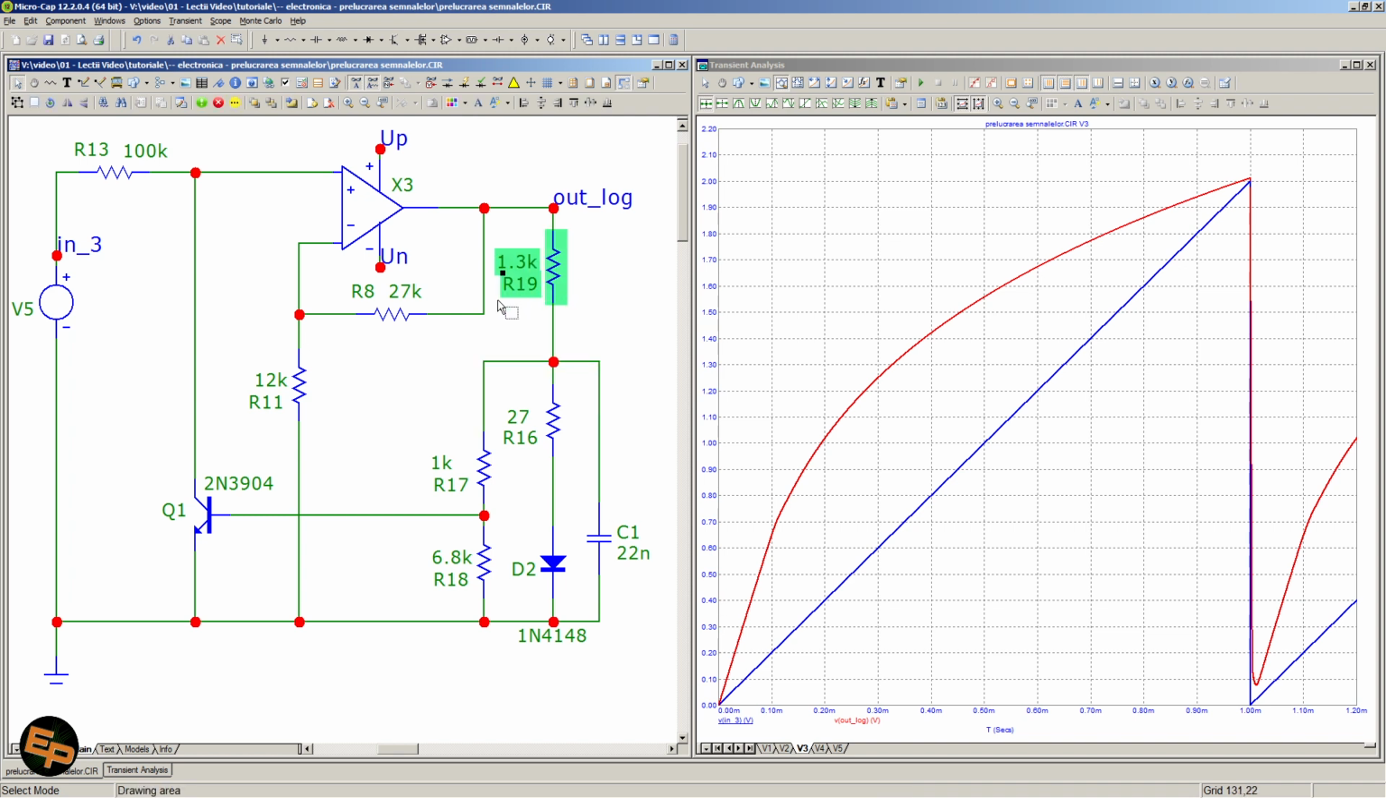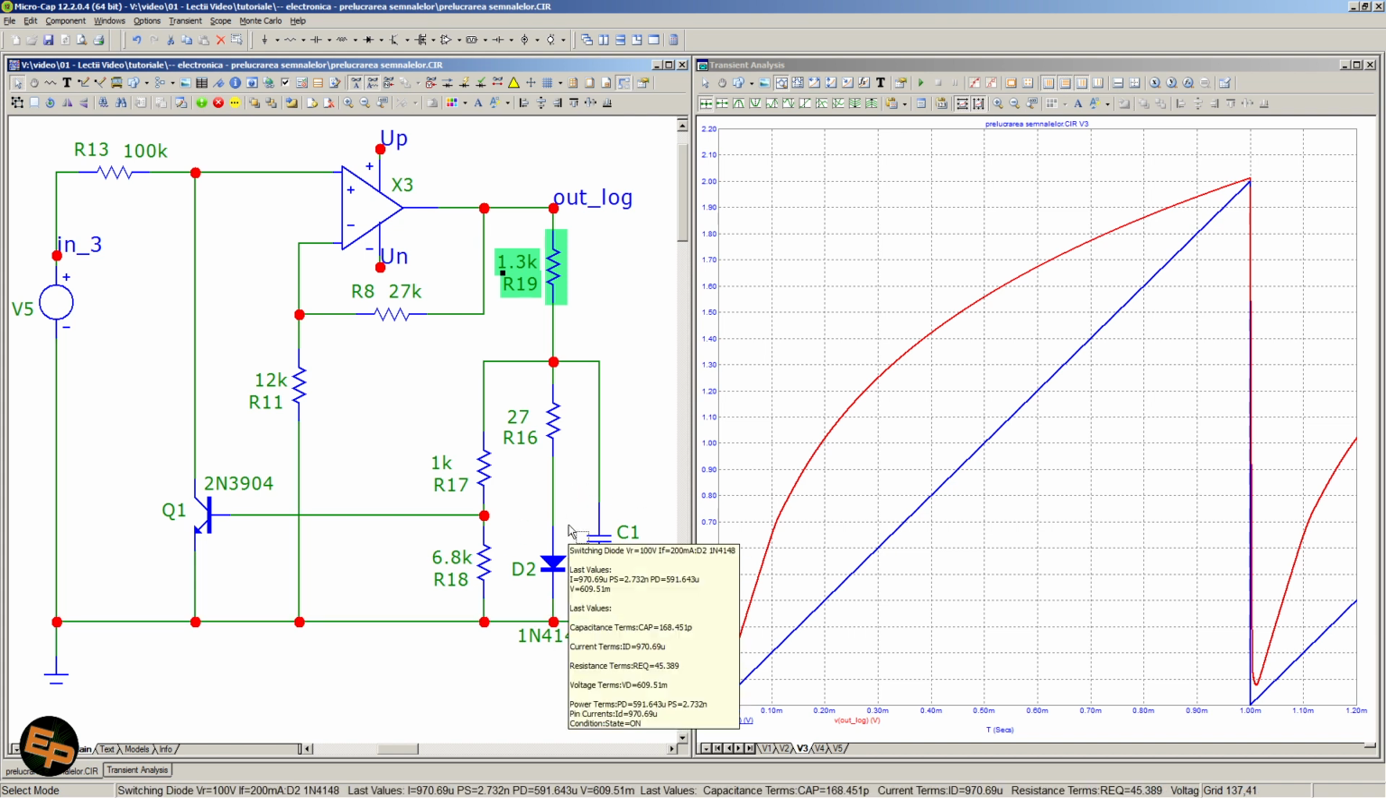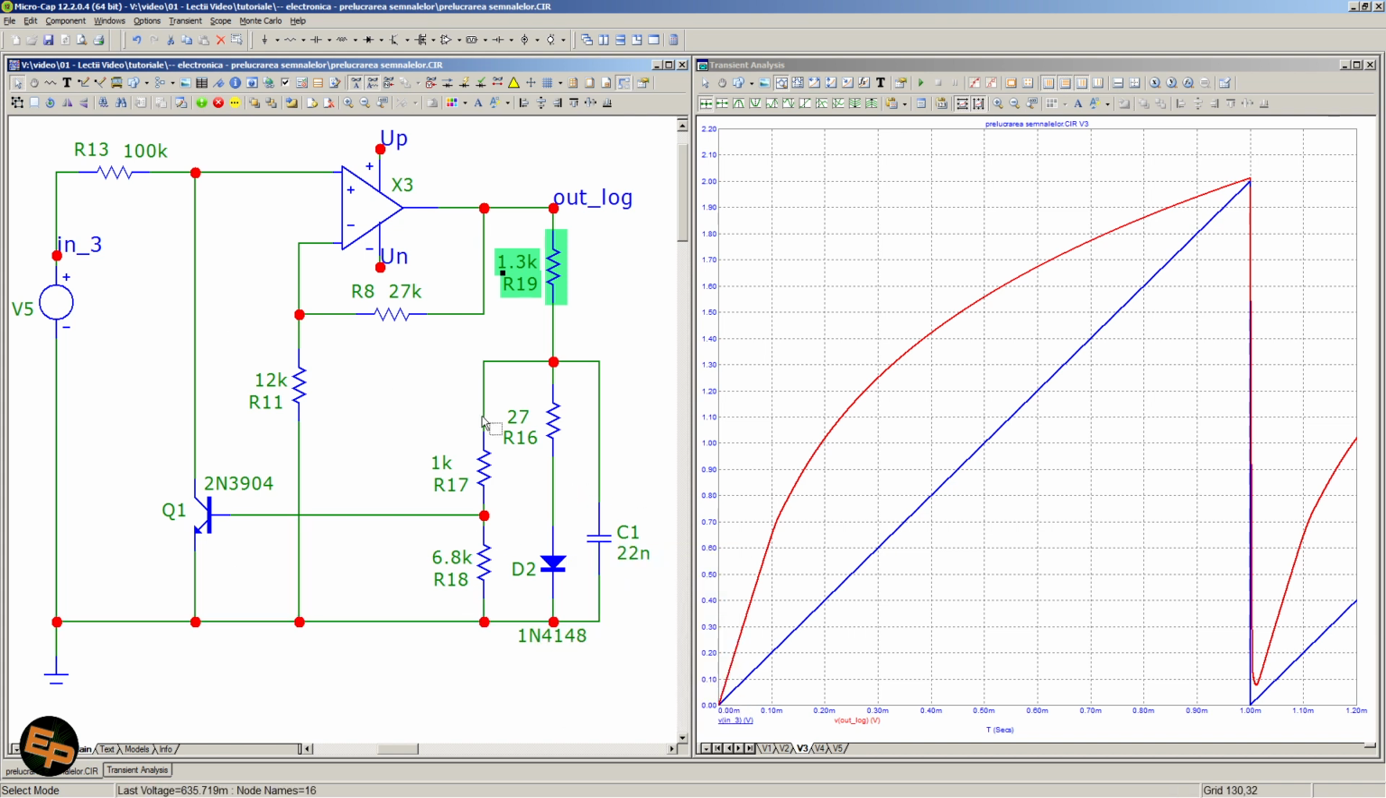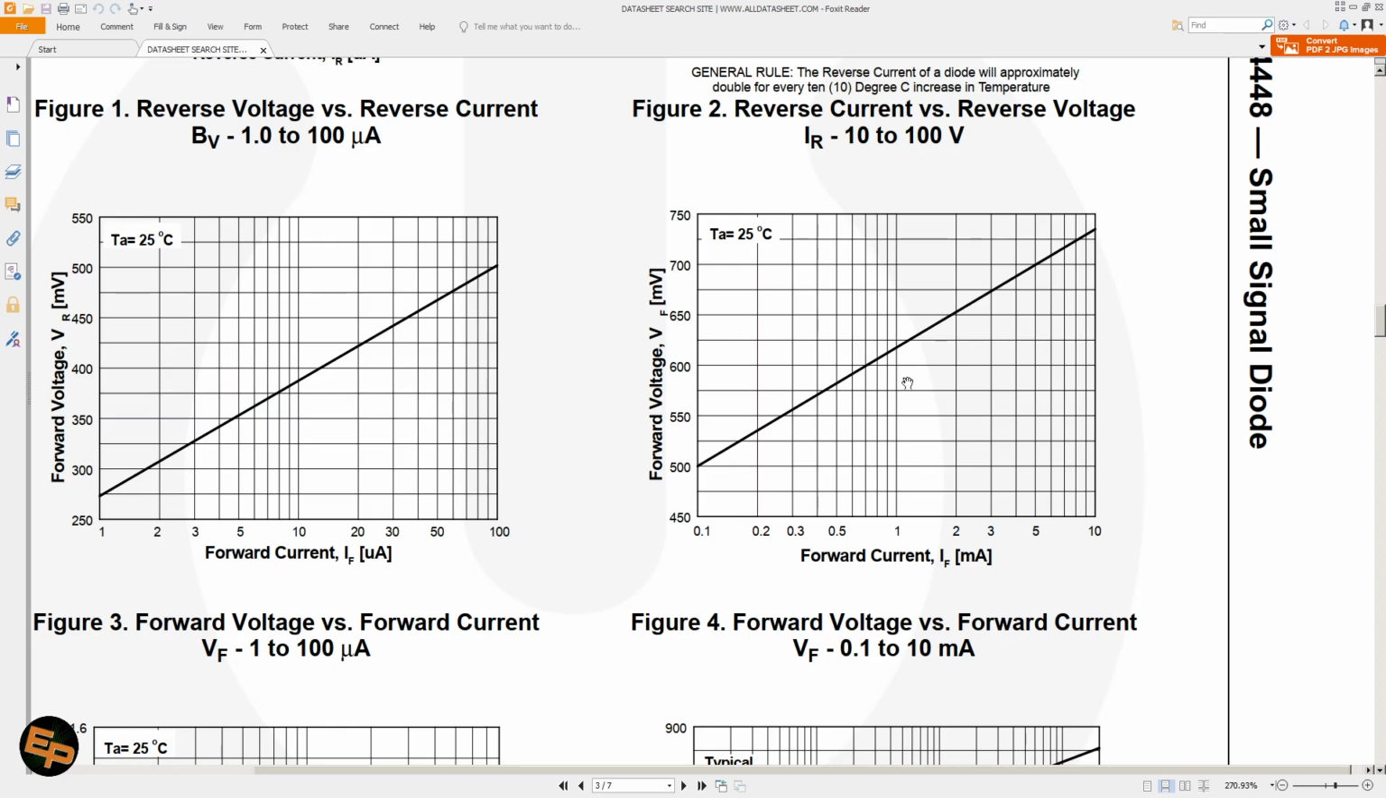R19, by the way, is calculated by taking into account the maximum output voltage, subtracting the voltage that we want the diode to have across it, and then dividing that resulting voltage by whatever current needs to be inserted into the diode so that we will have that particular voltage across it. And this has to be taken from the data sheet of that particular diode. Okay.